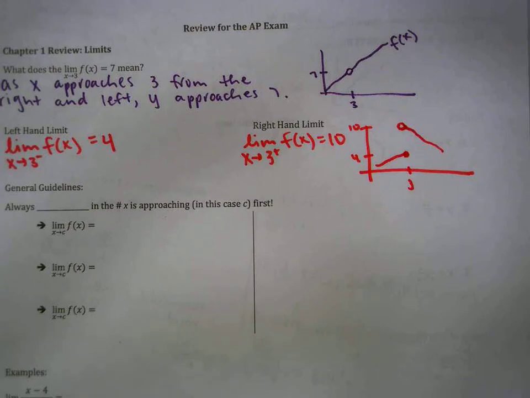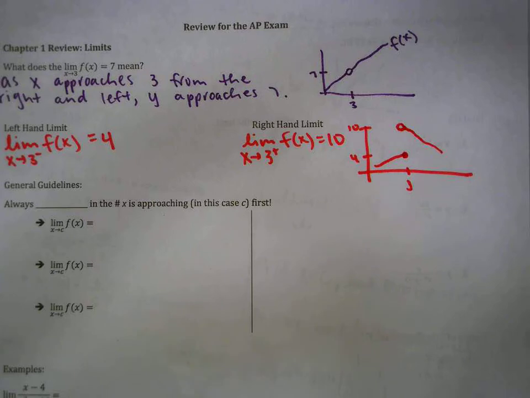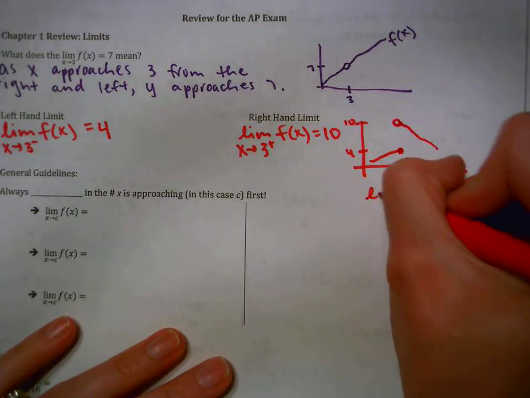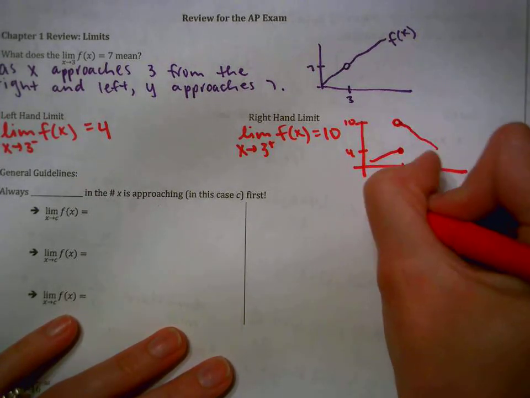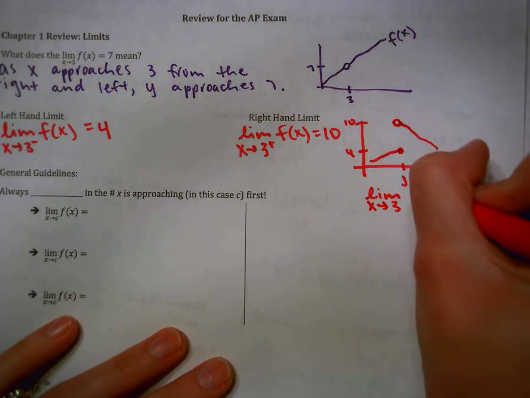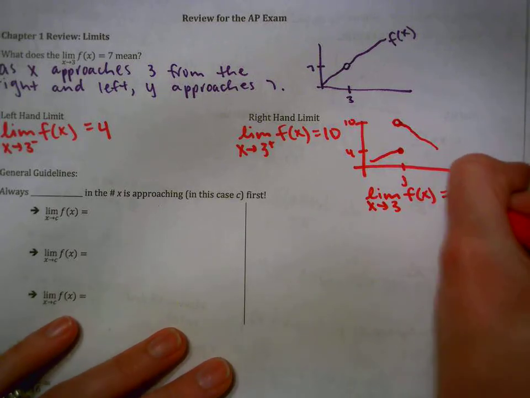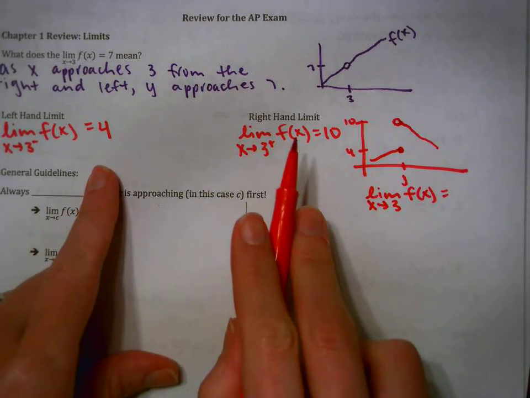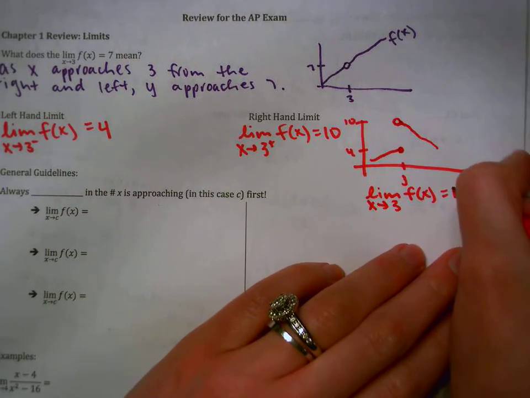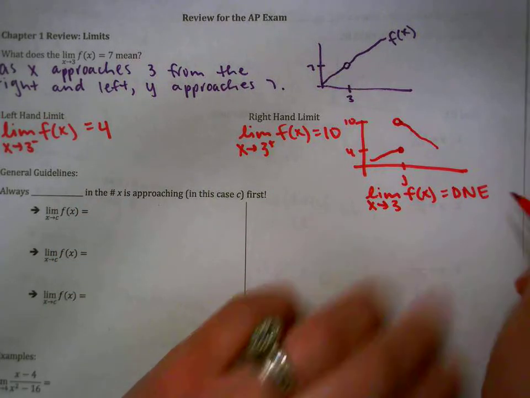Okay, so that's the notation we use and what it looks like graphically. So here, the limit as x approaches just 3, no right or left sign, would not exist because the left and the right are different. So we would say DNE, does not exist.